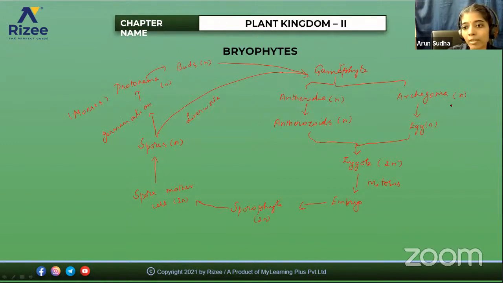The Antheridia is haploid, Archegonia is haploid, and Anthrozoids are haploid. And here the egg is also haploid. So all these, from here till the spores, are haploid stage. All these are haploid. So we are calling it the gametophytic generation. This is sporophytic.